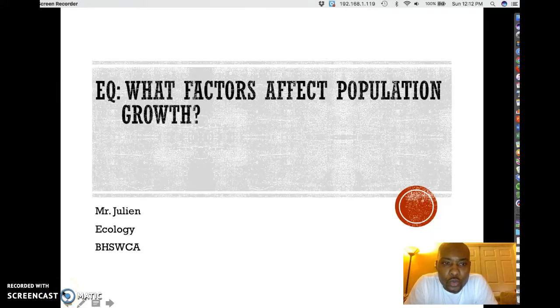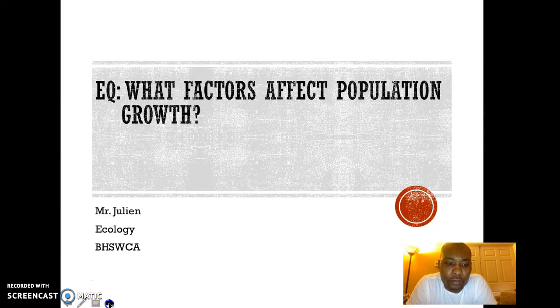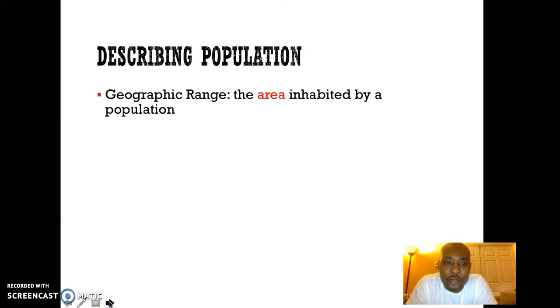Today, the essential question that we're going to focus on is what factors affect population growth. Now, there are a few different ways we can describe population. One of the terms is geographic range, which is the area inhabited by a population. So basically, the location where certain organisms live.